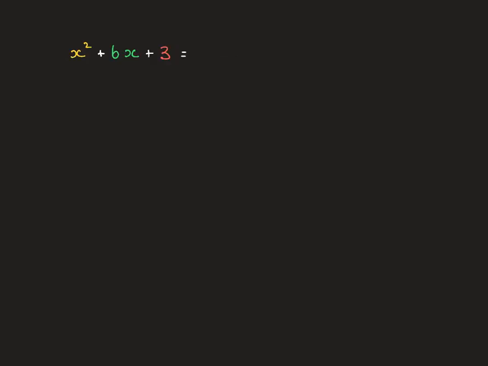So let's have a look at this one. So we've got x squared plus 6x. So let's complete the square on that. So we've got x squared plus 6x, and to complete the square we need to add in b over 2. So our b is 6, and so we're going to add in 6 over 2, and we're going to take out 6 over 2.